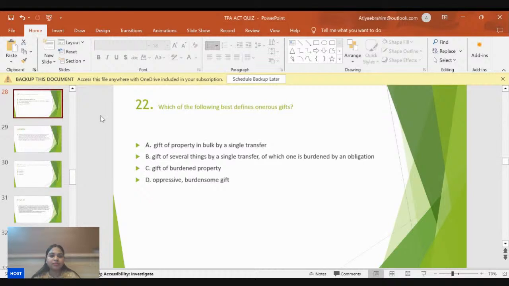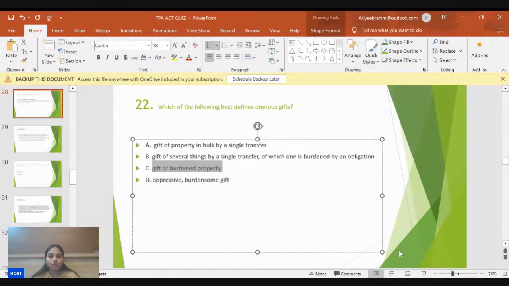So, the correct answer is C, gift of a burdened property. Either you are gifting him several things. Now, B can also be correct, of which one is burdened by an obligation, but it can also be something in two separate forms, not only a single transfer, it is also a separate transfer. So keep in mind that it is gift of burdened property. Whenever I'm talking about onerous gift, I'm talking about burdened property. So the correct answer will be C and not A or B. Okay.